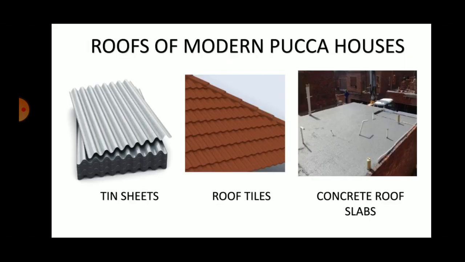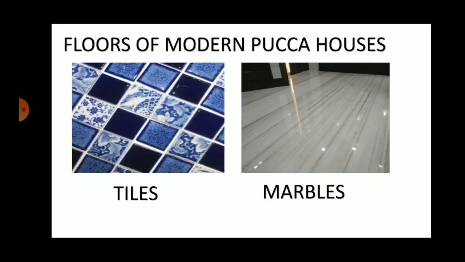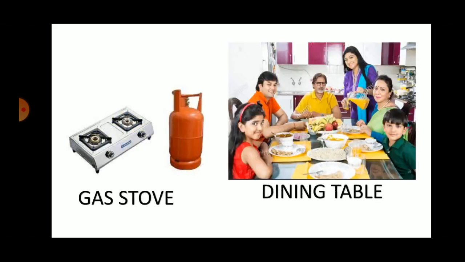How are roofs of modern pakka houses made? Yes, roofs are made of either tin sheets, roof tiles, or concrete roof slabs. Floors of the modern pakka houses are made with fancy tiles and marbles. People cook in gas stoves and they sit on the dining table to eat.